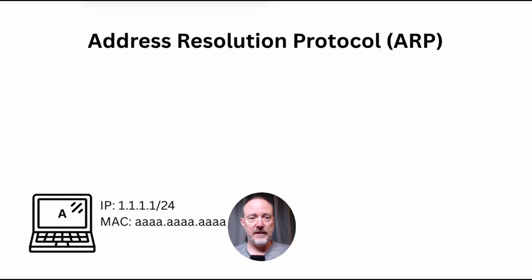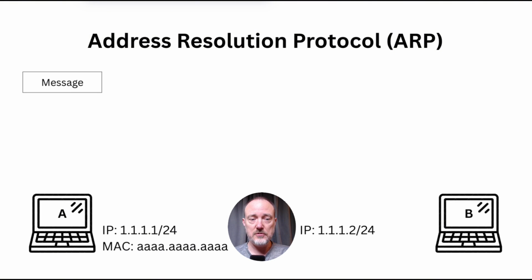So here we have PCA, and it wants to send a message to another device. It happens to be PCB, but what PCA knows is that it has a destination address of 1.1.1.2. So we've looked before at how the information passes down from layer 7, 6, 5, 4. The layer 4 segment gets passed to layer 3, the network layer. At this point, PCA has to add a layer 3 header that has the source and destination IP addresses.